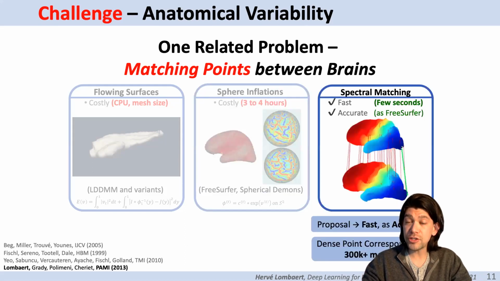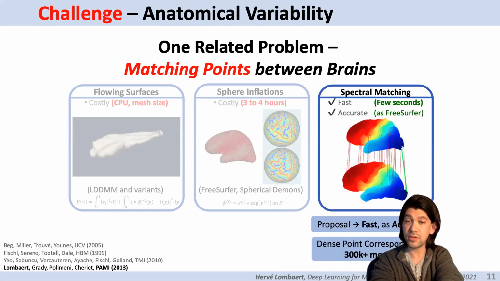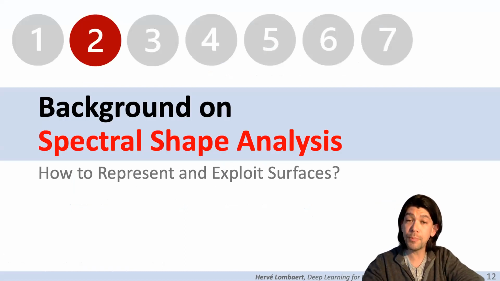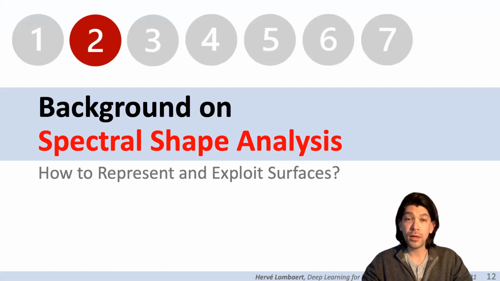And using spectral matching methods, that takes roughly a few seconds. So that's great. And those typically work on very densely sampled meshes of 300,000 nodes. So that's what we will see how to do together. First, a bit of background on spectral shape analysis that will become relevant for geometric deep learning.